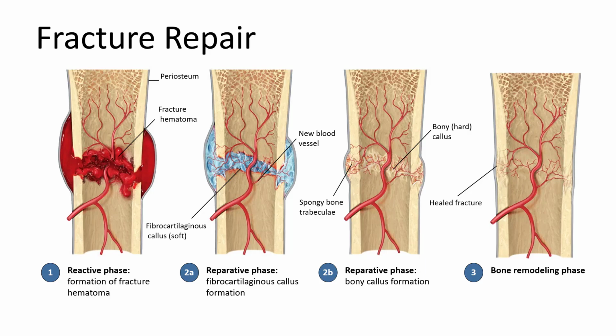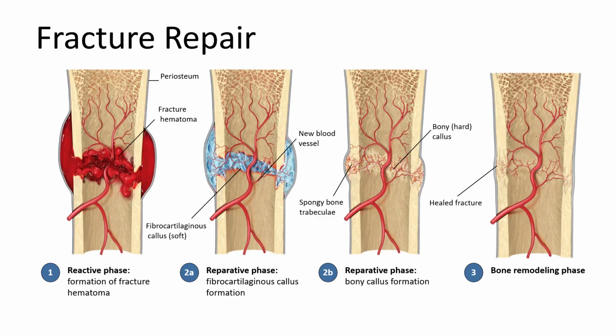The second component of the reparative phase is the formation of the bony callus. During this period, we have our osteoprogenitor cells from the healthy portion of bone closest to the fracture site. These then mature into osteoblasts, and these osteoblasts start to lay down new bone tissue, eventually replacing the fibrocartilaginous callus and connecting bone fragments together again. Over time, this new bone tissue is converted into spongy bone, and this is now called the bony or the hard callus. And this bony callus lasts for around 3 to 4 months.